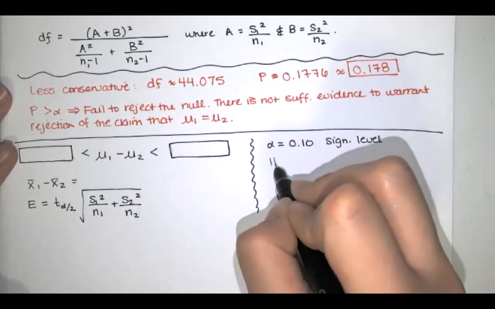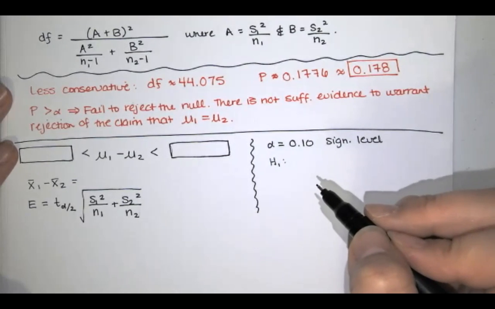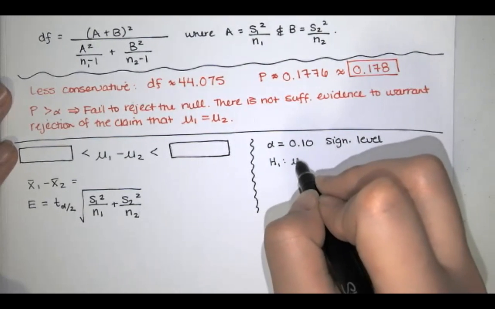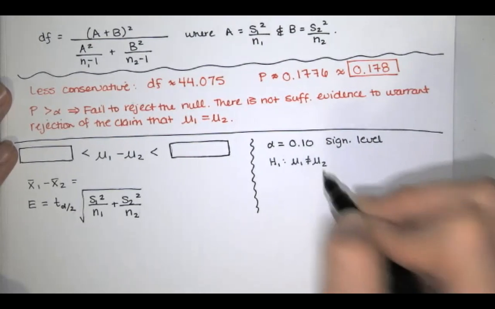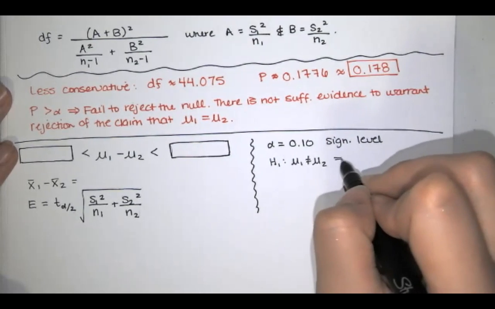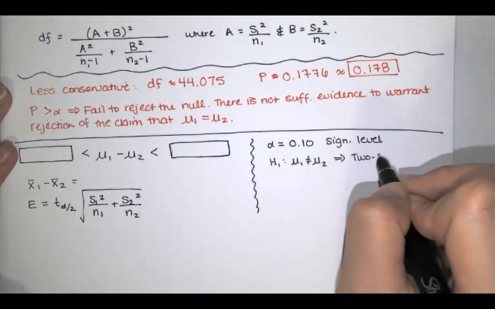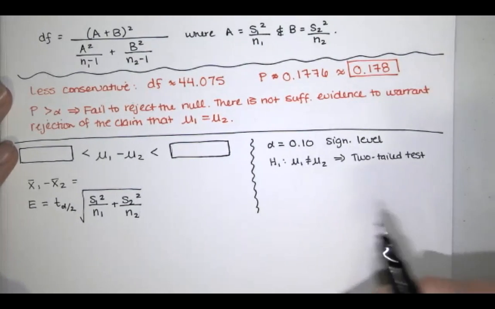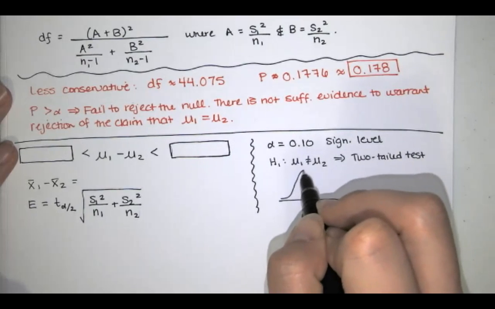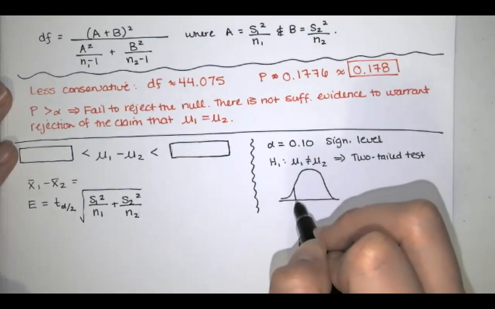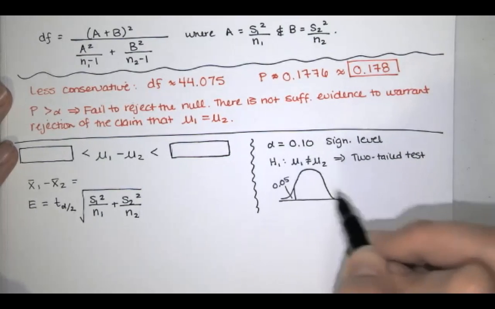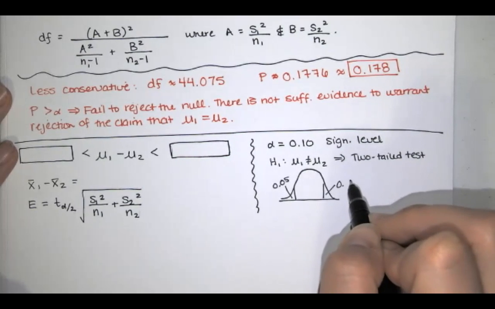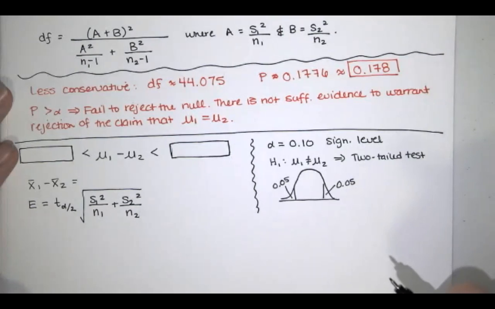To decide, we need to look at the alternative hypothesis. Now, the alternative hypothesis in this case happened to be that mu sub 1 and mu sub 2 were not equal to each other. So that means we're dealing with a two-tailed test, which means this alpha area is split into two tails. So if I've got 10% of the area there, I want 5% of the area on this side and 5% of the area on this side.